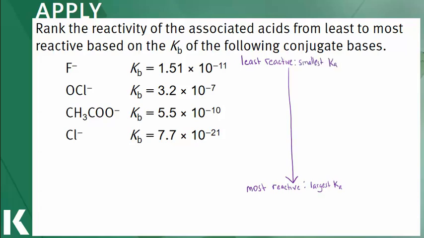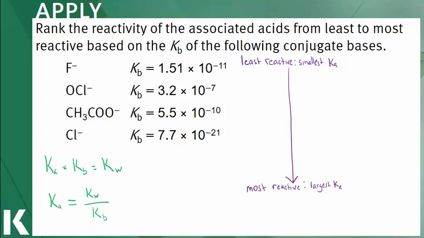So if we rank these acids in order of increasing Ka, we'll also be ranking them in terms of increasing reactivity. It seems like there's a problem though. Ka isn't a value that was given to us, so is there another way to rank these without the acid dissociation constant? Of course there is. Recall the relationship between Ka and Kb. Ka times Kb equals Kw, and we can isolate Ka so the equation looks like Ka equals Kw over Kb.